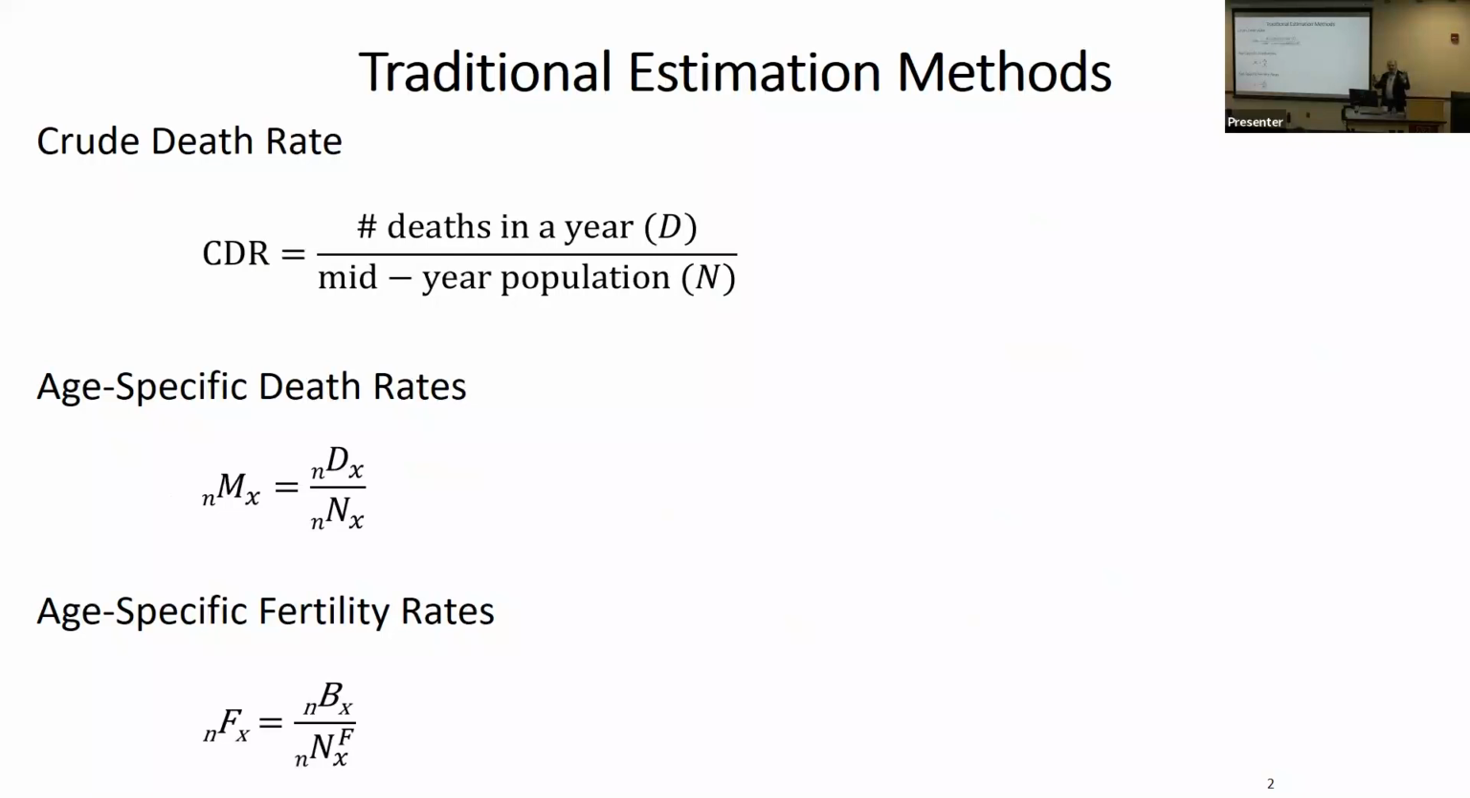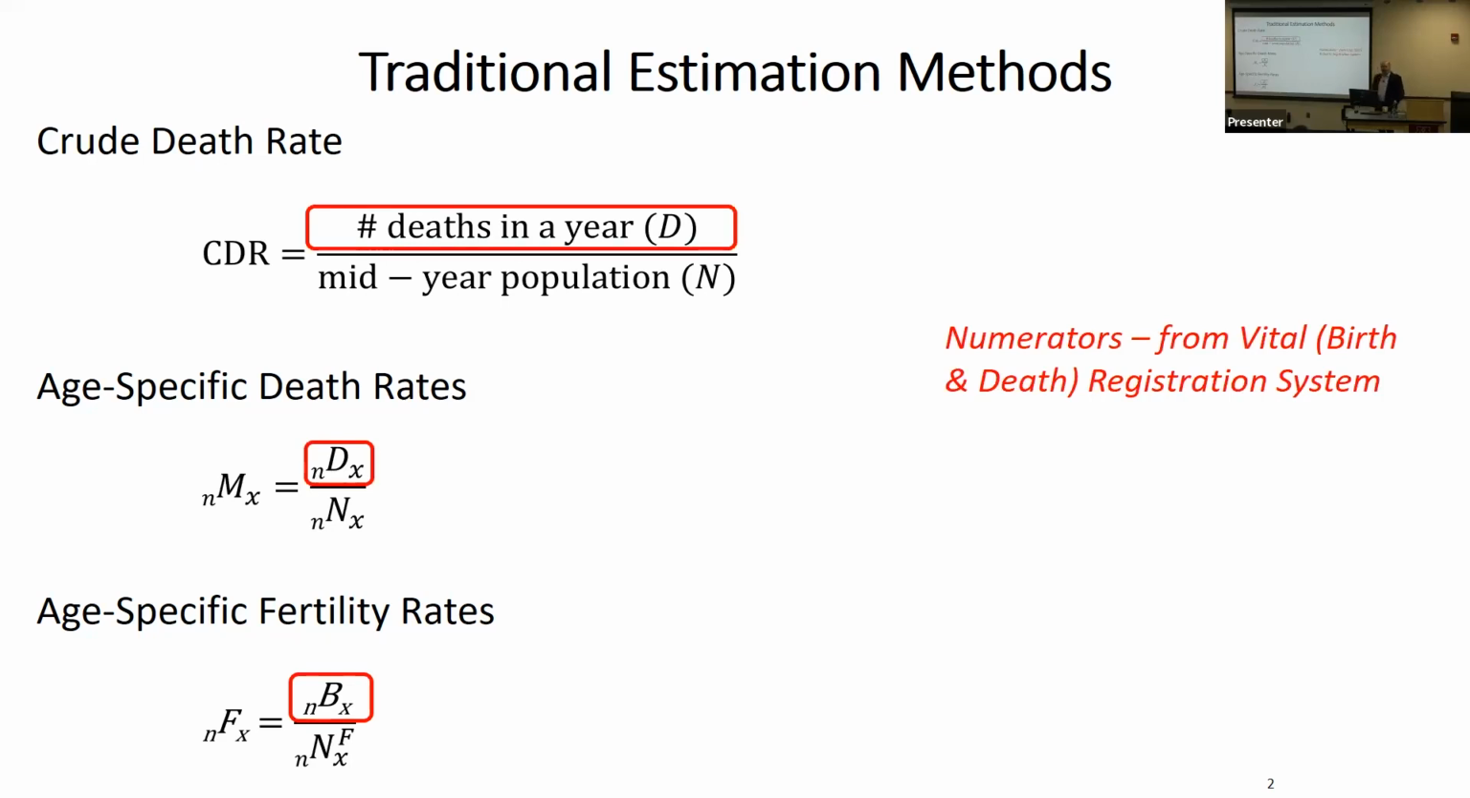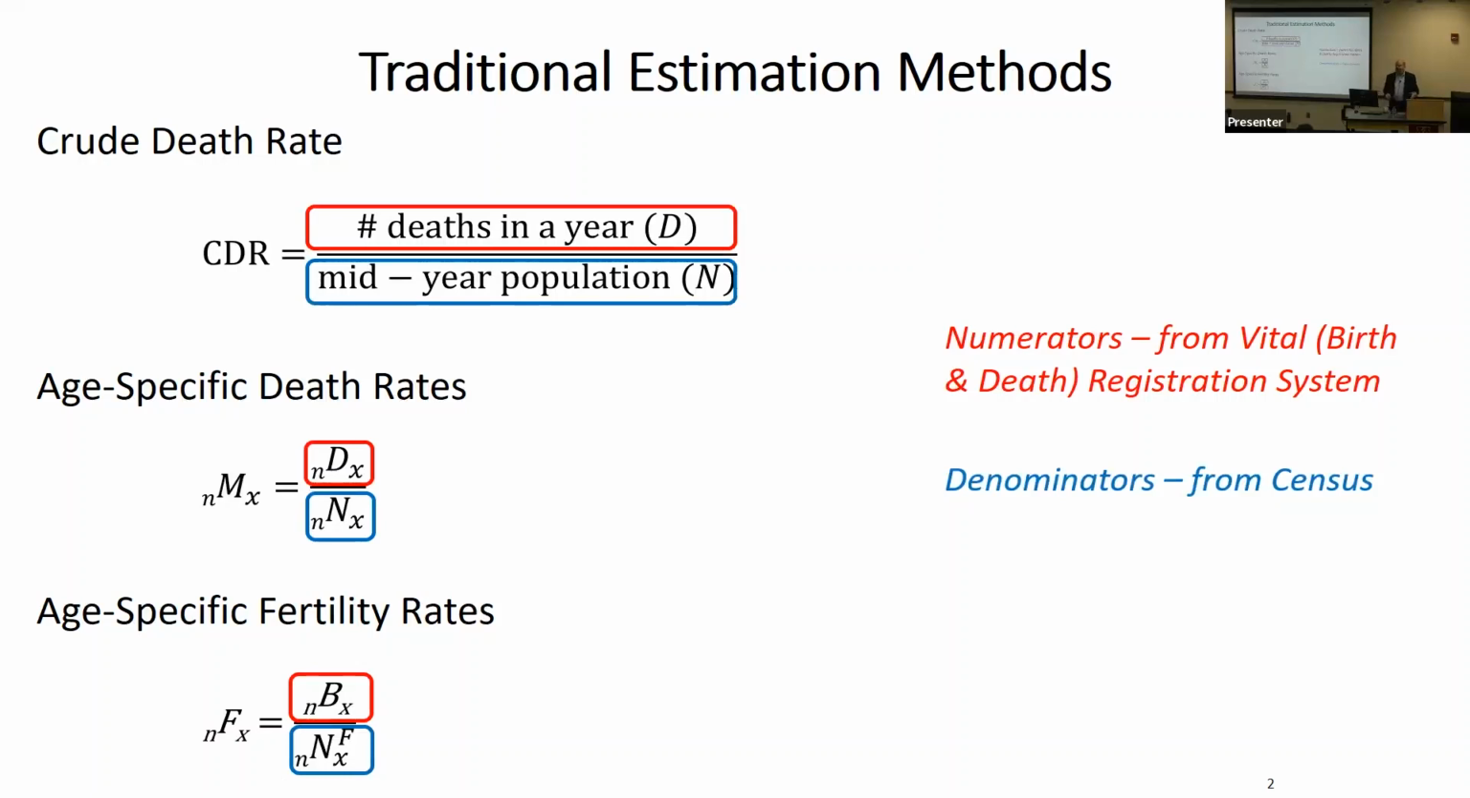Okay, I've got a few students in my PA 5301 class here, teaching methods, this term. And I think the second week of the class, we do this. We talk about how to estimate the basic demographic rates: crude death rates, age-specific death rates, age-specific fertility rates. And they look something like this, where you have an enumerator, let's say in crude death rate, a number of deaths in a given year in a population, and you divide it by an estimate of the mid-year population. Ideally, one that's controlled for the actual person-years at risk, but most often a census mid-year population. So in a traditional estimate, the numerators come from a vital registration system, birth records and death records. And the denominators come from a census. So two different sources to create what are really the fundamental units of demography.